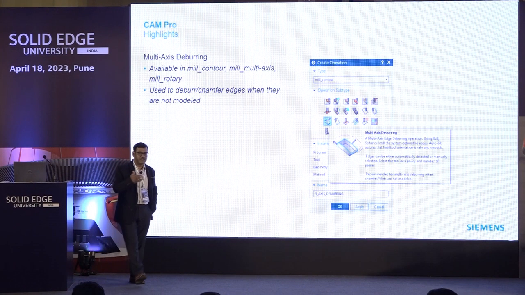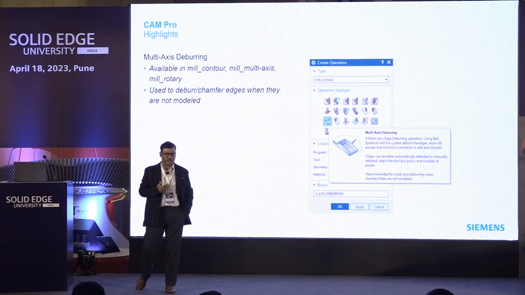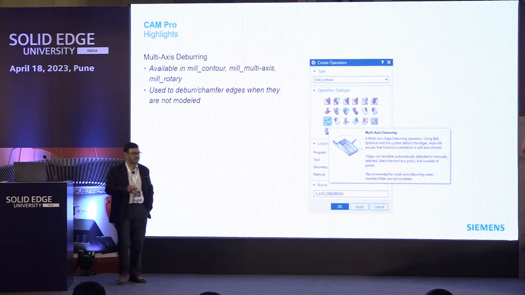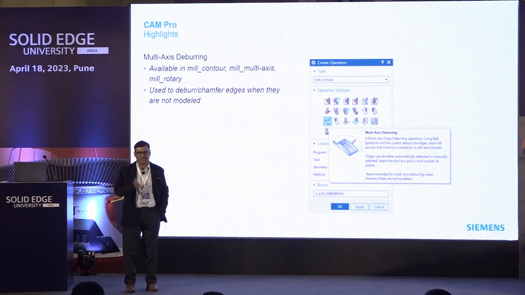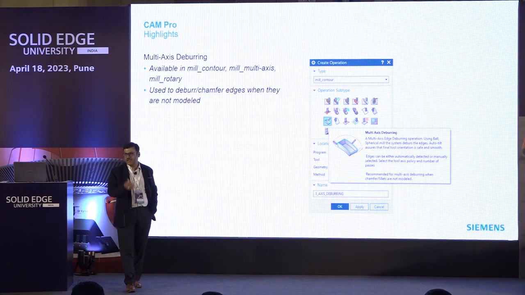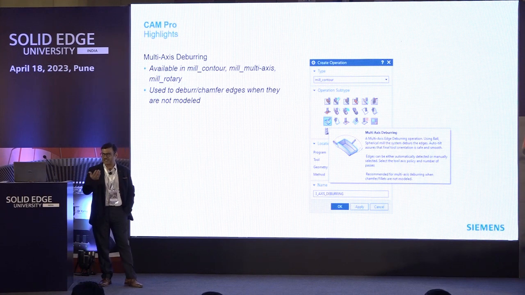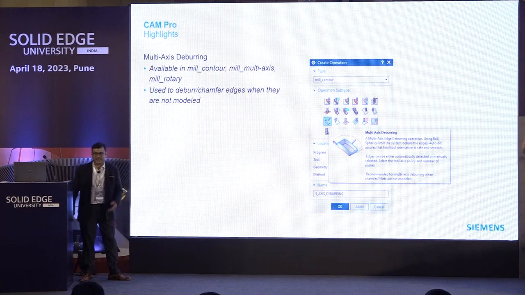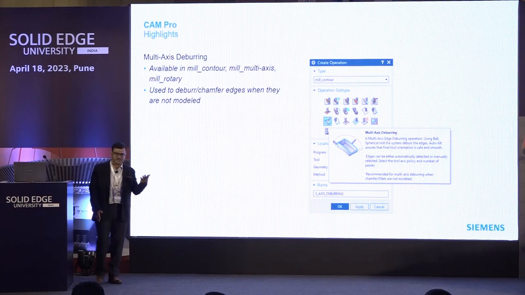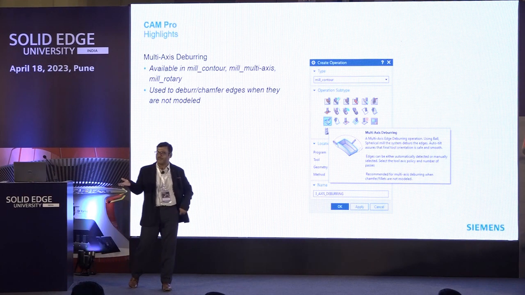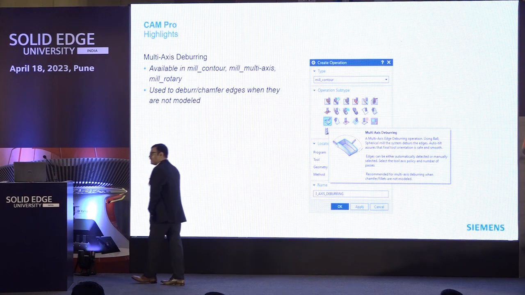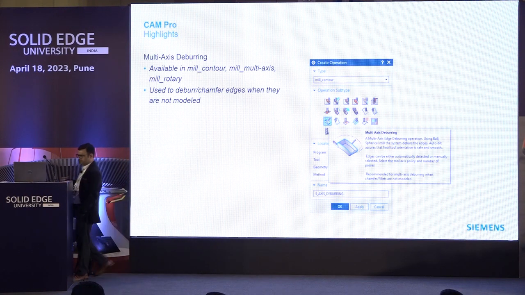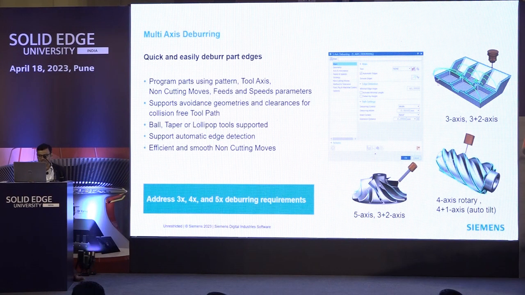Multi-axis debugging. Debugging was always requested by customers like you. We didn't have this option, so we took that as an enhancement request. Thanks to our product development team who took this as a priority, listened to the customer voice, and gathered as much information as possible, we got multi-axis debugging also. Either you can do 3-axis debugging, 3+2, or even multi-axis. All these things are available as part of your Solid Edge CAM Pro. I'm skipping this in the interest of time.